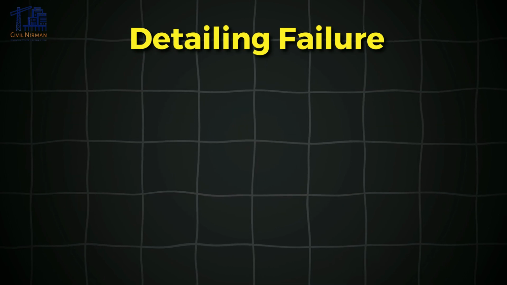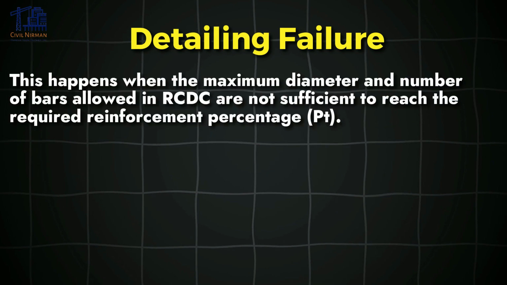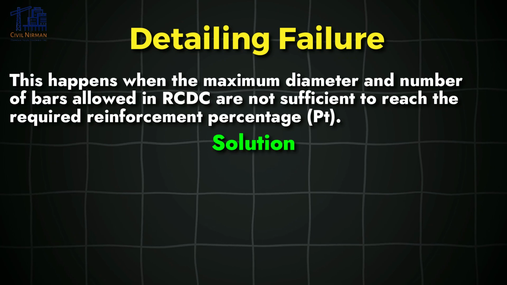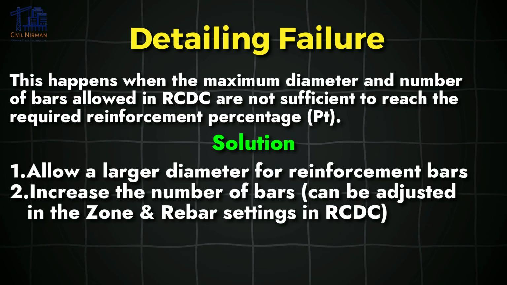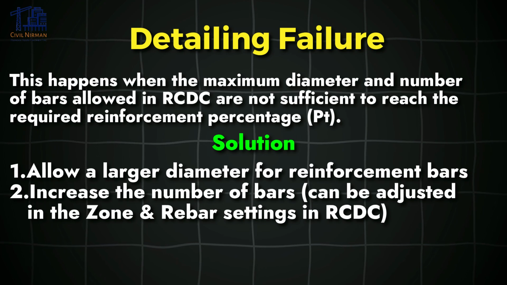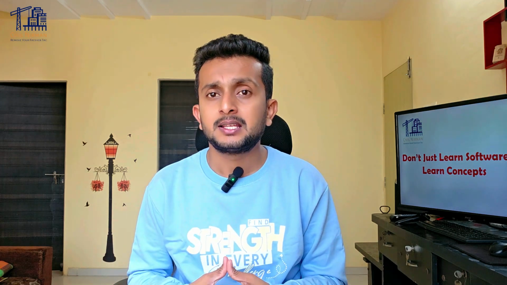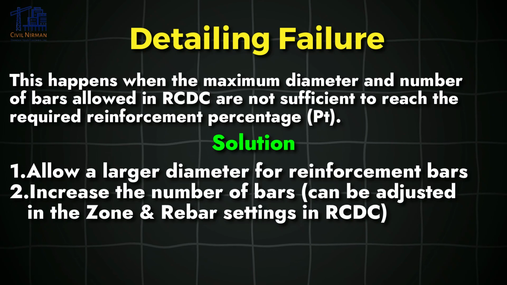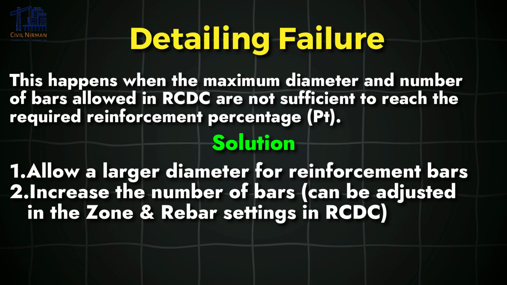The fourth one is the detailing failure. This happens when the maximum diameter and the number of bars allowed in RCDC are not sufficient to reach the required reinforcement percentage. Now what's the solution for this? You can allow a larger diameter for the reinforcement bars or increase the number of bars that can be adjusted in the zone, or else you can go ahead with the rebar settings in RCDC.